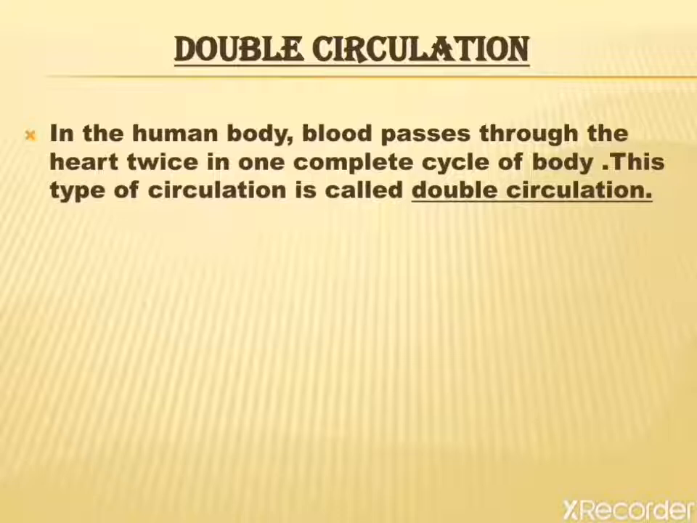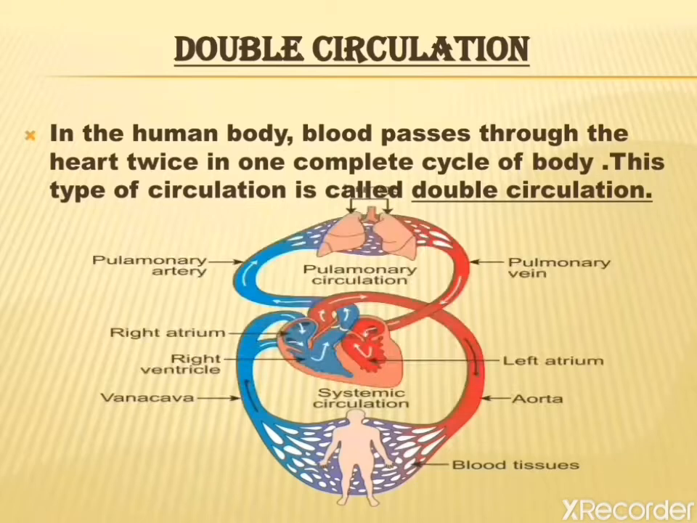From the body to heart, from heart to lungs, from lungs back to heart, and from heart back to body parts. You can see here in the diagram the pulmonary as well as the systemic circulation together forming double circulation.